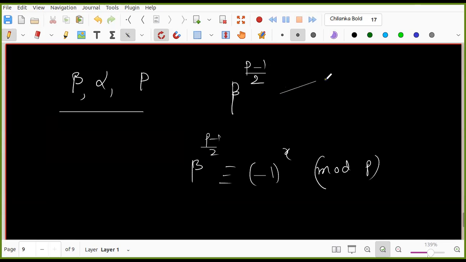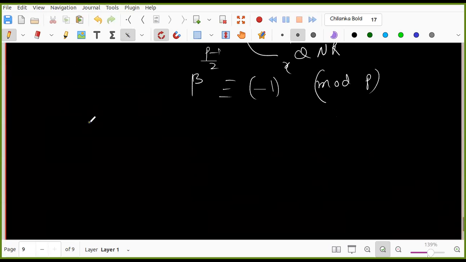See, beta can be a quadratic residue or a quadratic non-residue. There are only two possibilities. So beta power (p minus 1) by 2 can be minus 1 or plus 1 by Euler's criterion; you may remember that. So that's why it is easy to know the parity of x. Even though we do not know x, the discrete log of beta, we know the parity of x easily. That is what I want to convey.